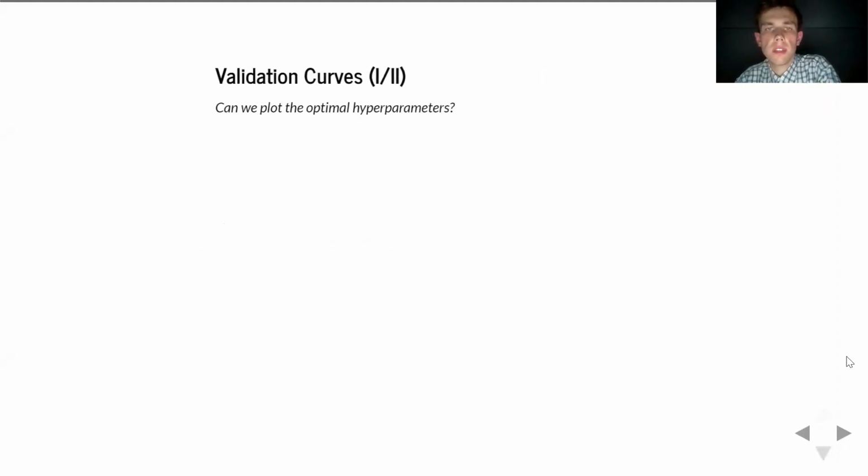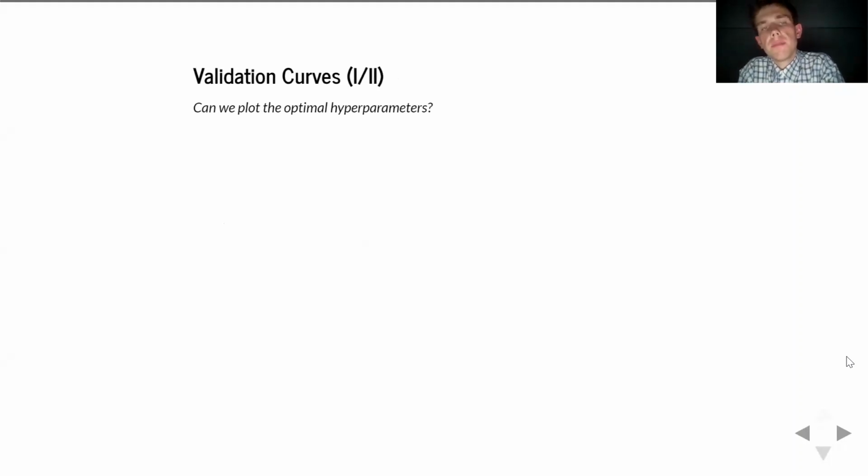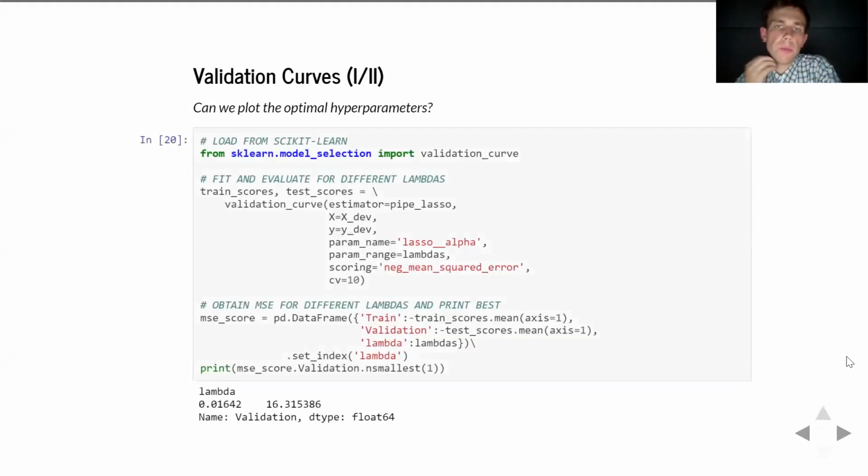Okay, so what I'm going to introduce now is another tool for model selection. This is validation curves. What we are essentially asking here is, is it possible to plot the optimal hyperparameters? It really is. And in order to show you what I mean by plotting the optimal hyperparameters, I'm going to show you this example here.